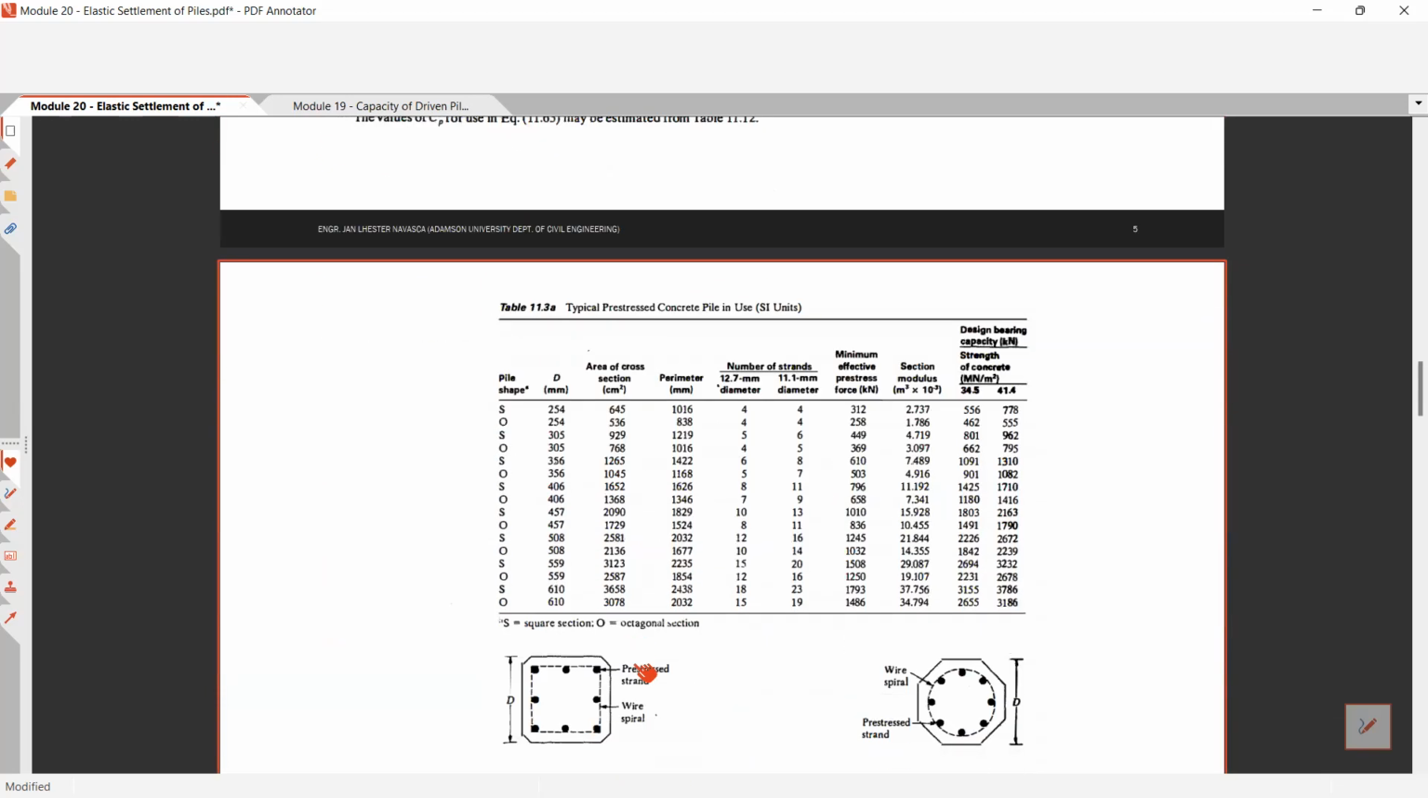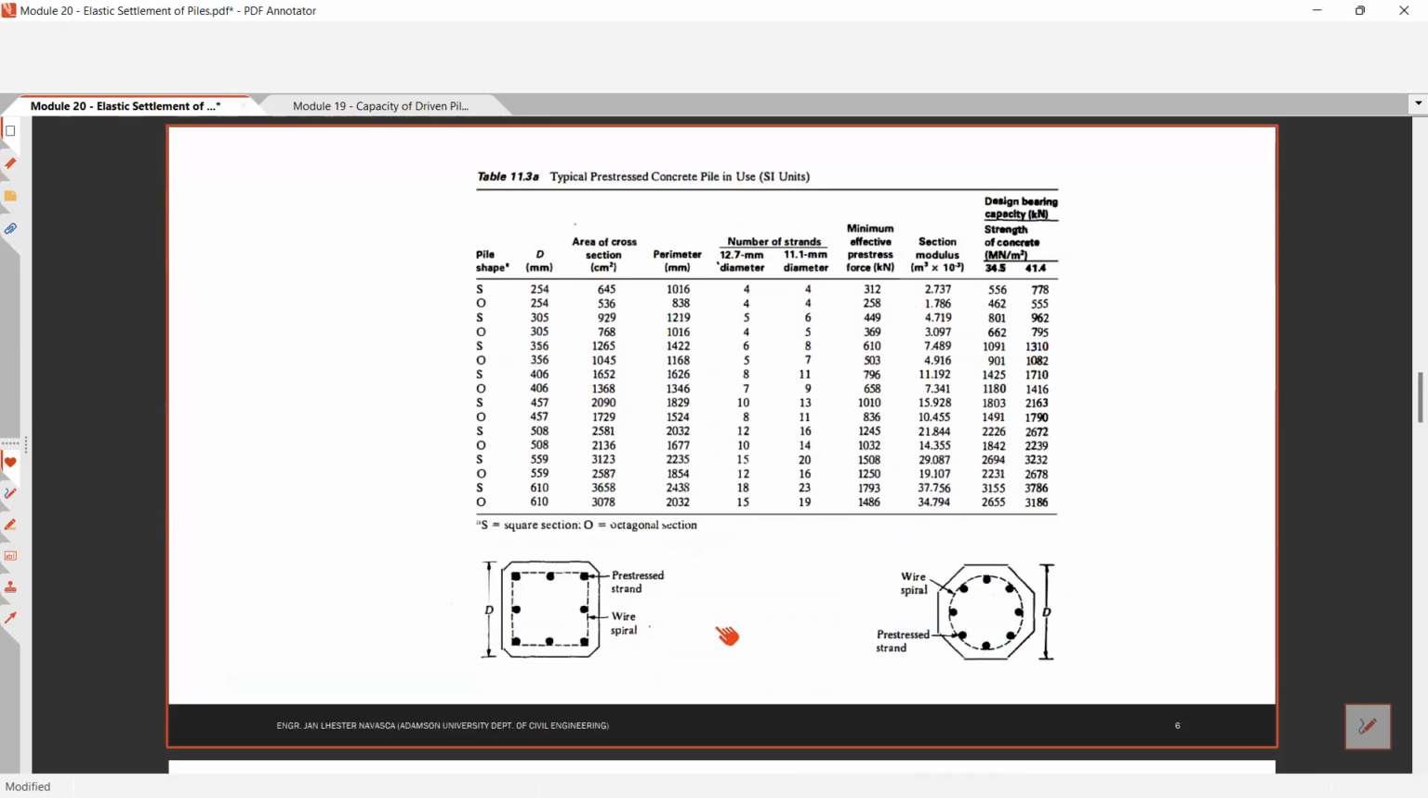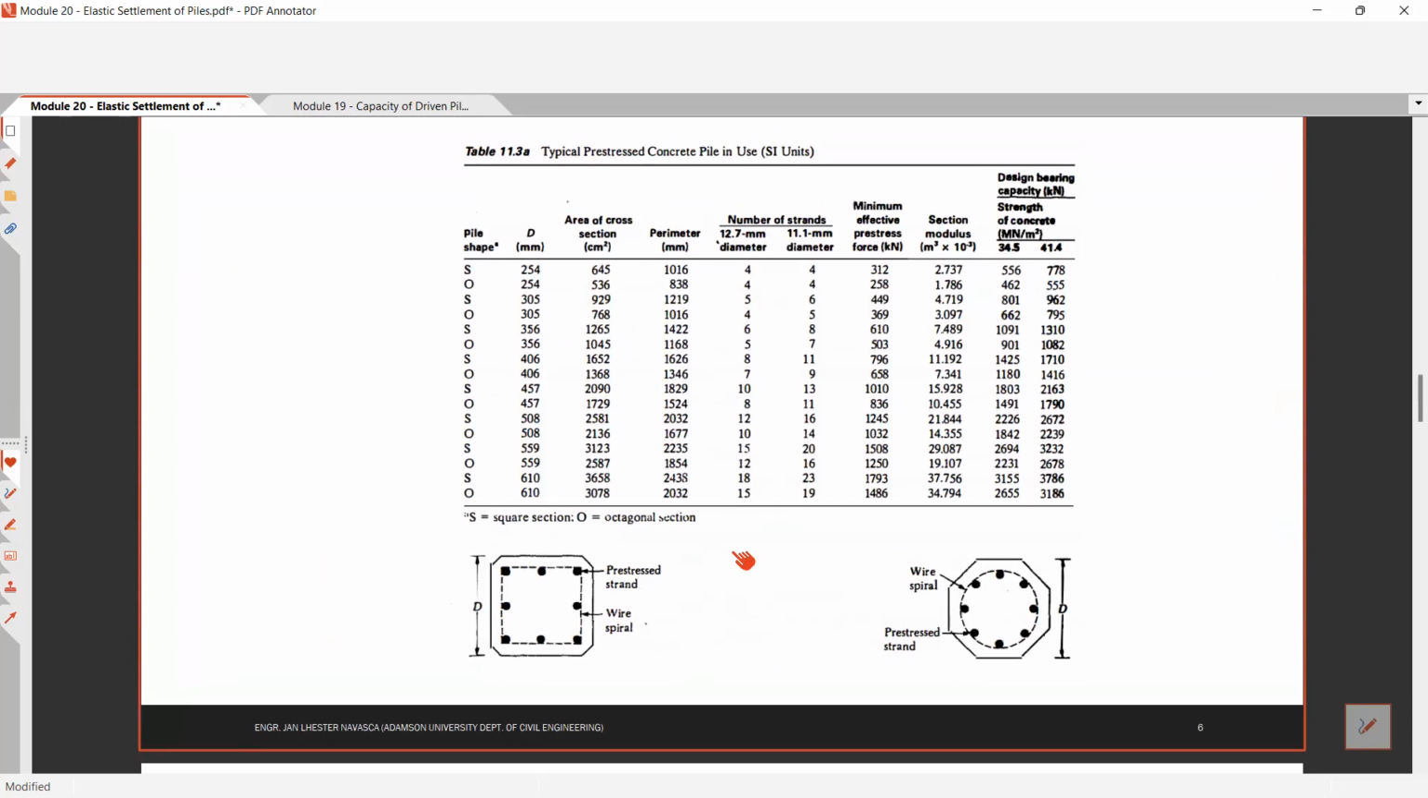Meron tayong ginagamit na pre-stressed concrete. So, pwede tayong gumamit ng pre-stressed concrete in piles. So, we have here yung typical pre-stressed concrete pile in SI unit. Okay, so ito yung mga properties nung typical concrete pile. So, if your pile shaft, yung S and O, S is for square section and O is for octagonal section. So, most of the time kasi makikita mo na pile section is either a square or the octagonal shape. So given din yung mga diameter. So we have 254, 305, 356, 406, 457, 508, 559, 610. Yan yung mga typical diameter.